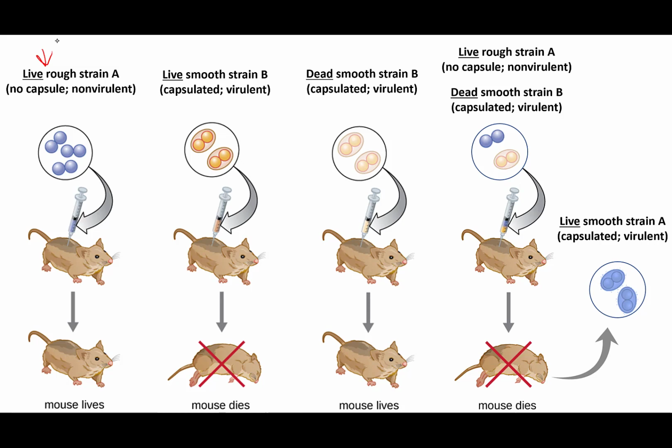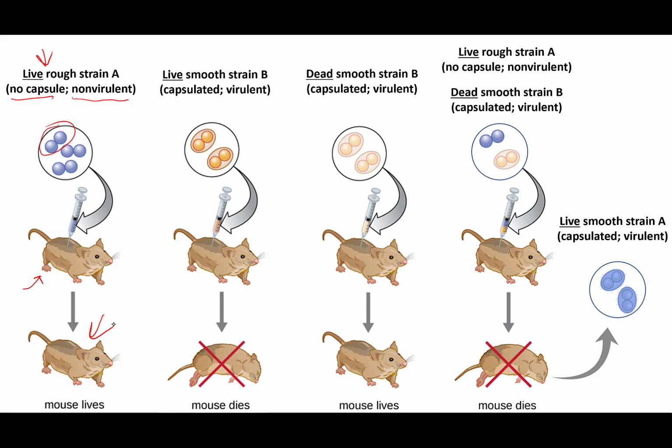We have a mouse that was injected with this non-virulent strain, that means a strain that cannot cause disease, that did not have a capsule. Notice that we don't have a circle around these cells. That would represent a capsule. If we inject this mouse with this non-virulent strain of bacteria, that mouse will survive. It will basically kill that organism.